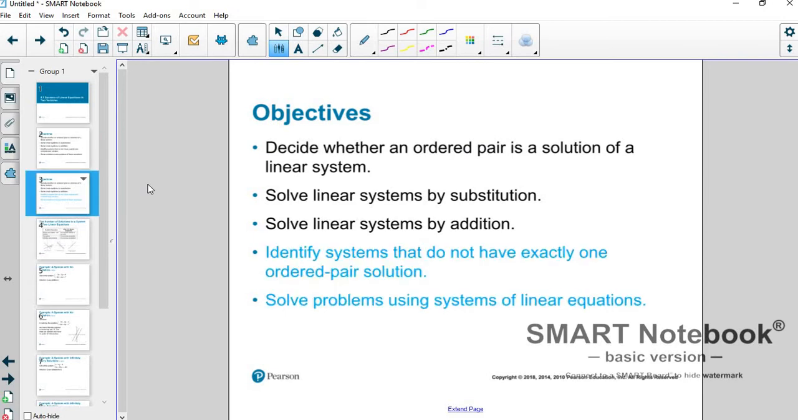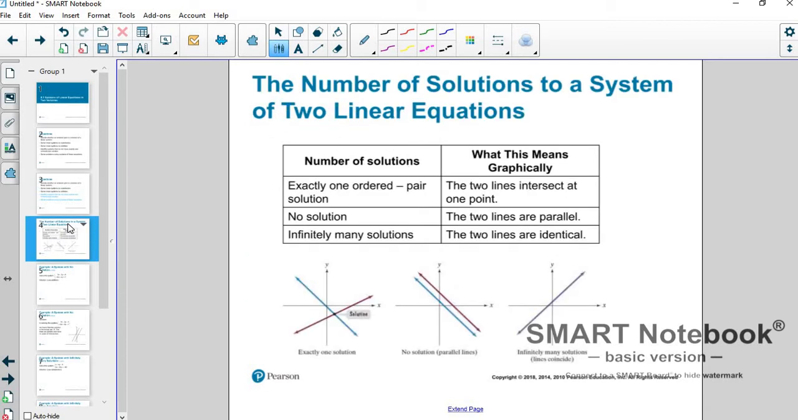And so in this video we're going to identify systems that do not have a single ordered pair solution. They may have lots of solutions or they may have none. And we'll see what that looks like, and then we're going to show you how to use systems of equations to solve word problems.